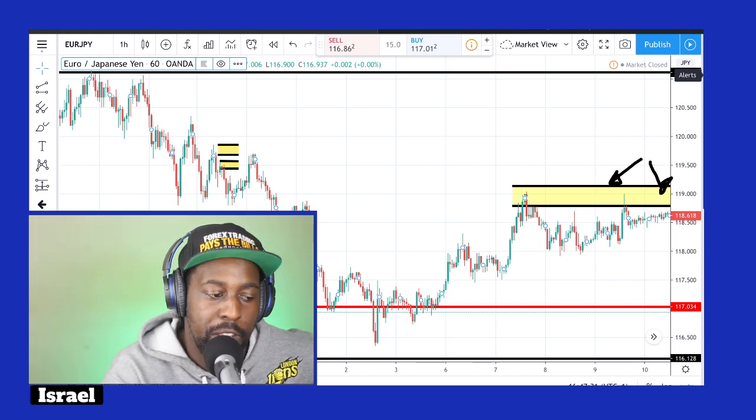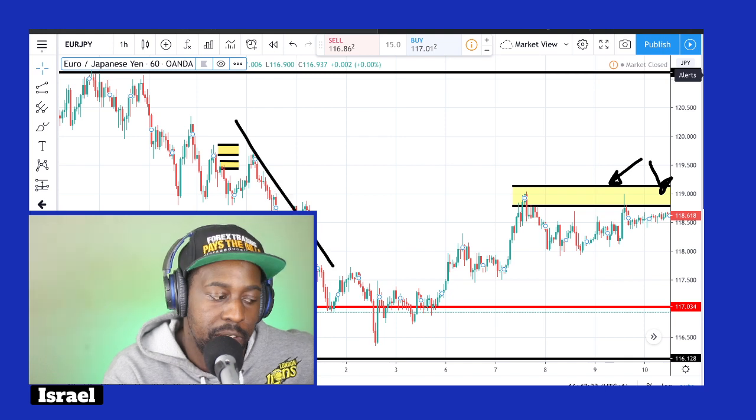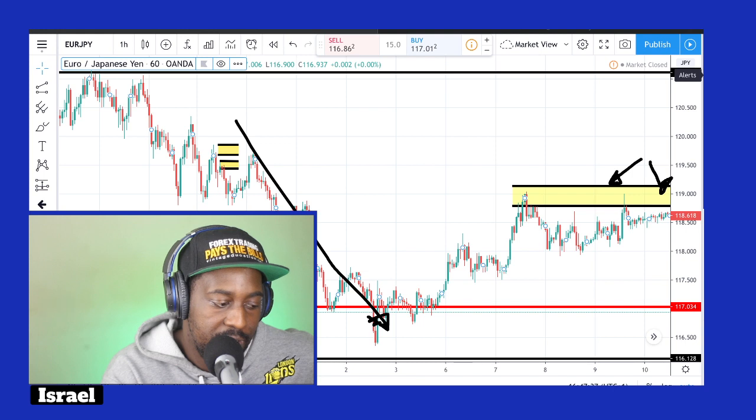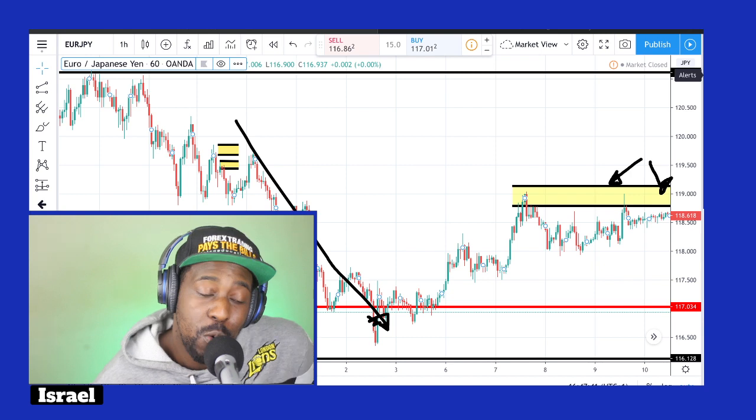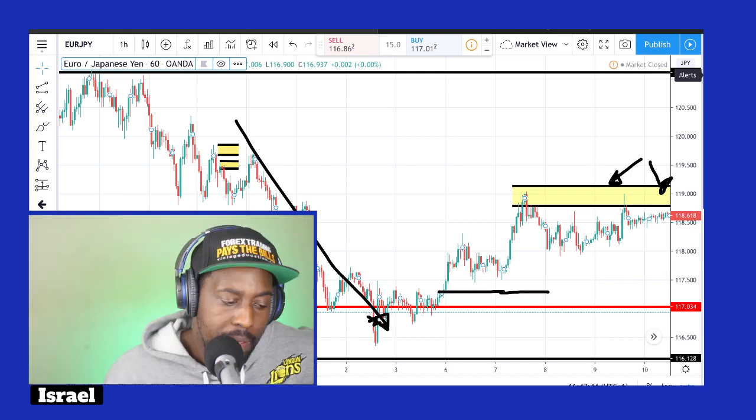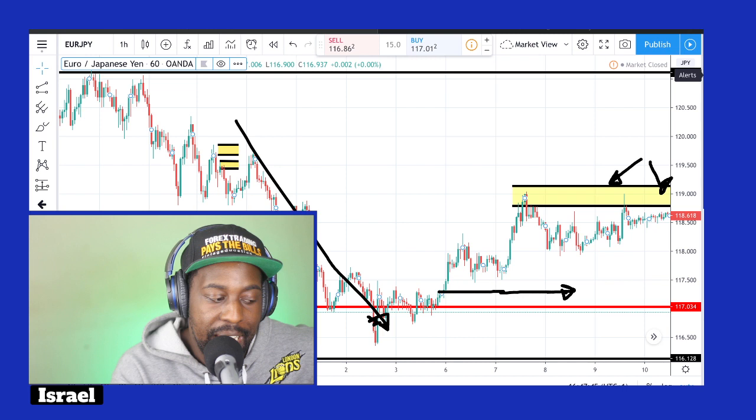Price, as you can see, we were highlighting this 117 area as the area where price is most likely going to try and bounce back from, which is subsequently what it did. At the time, I was highlighting the 117.50 region as well. I was saying, look, I think price is going to be able to get here.